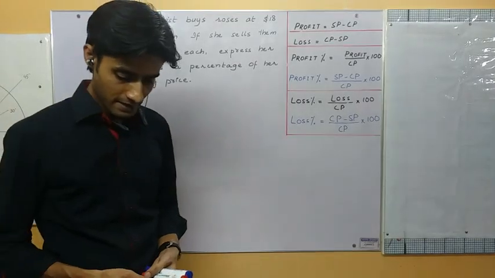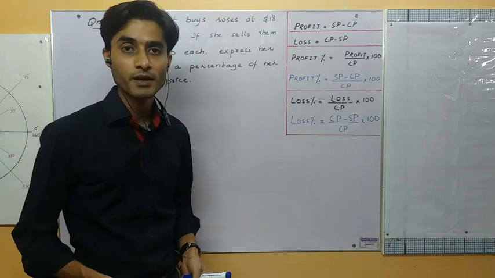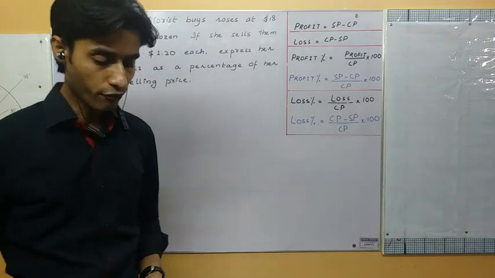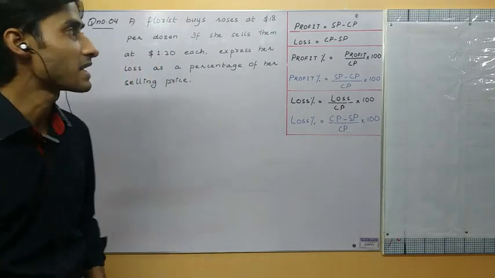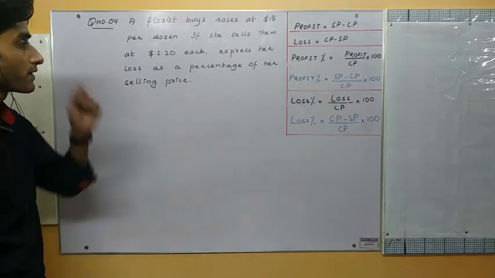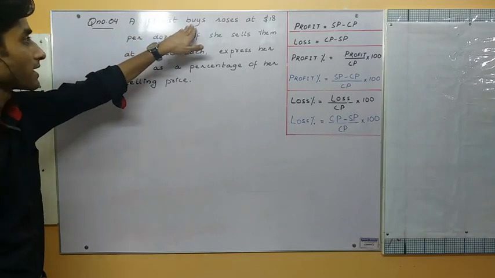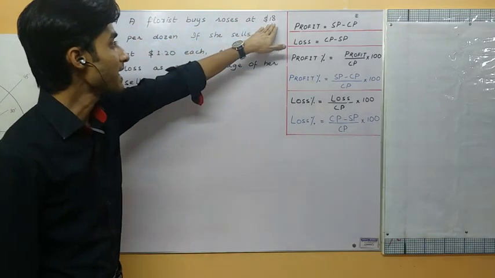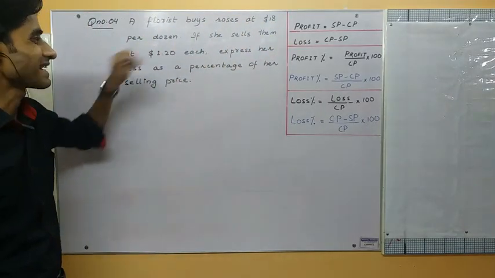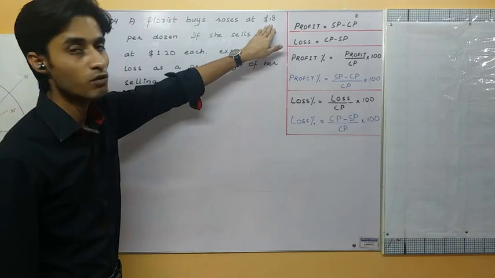Here we are again. We are discussing the next word problem of our exercise book, exercise 5A, book 2, question number 4. We have discussed the first three questions up till now. This is the fourth question, again a word problem, and it says a florist buys roses at $18 per dozen.